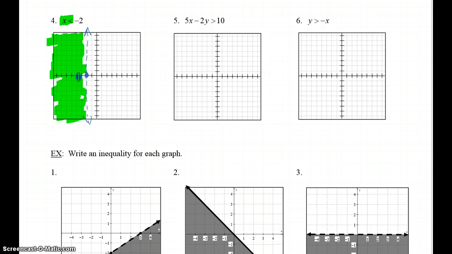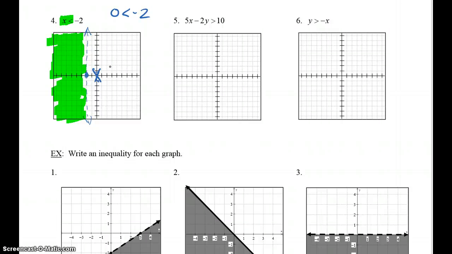Again, you could test any point that you want. If I test the point 0, 0, I would only plug in 0 for x because there is no y, and I would say, is 0 less than -2? No, so I do not shade that side.